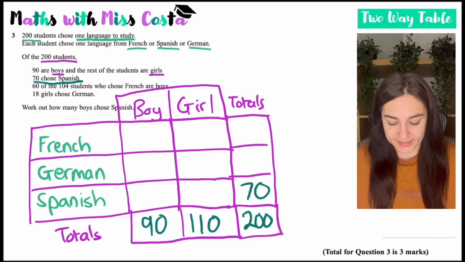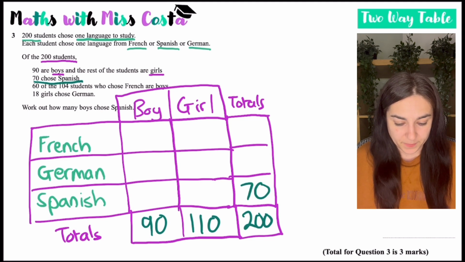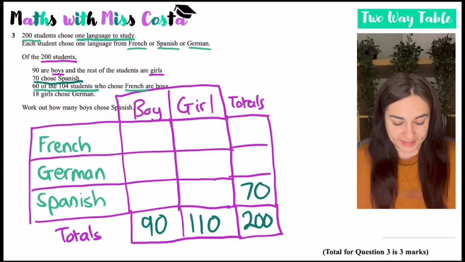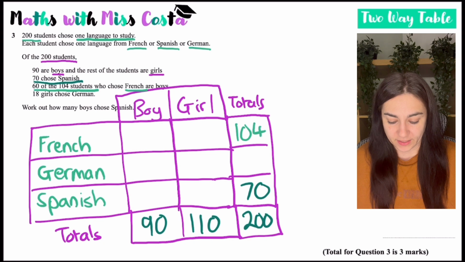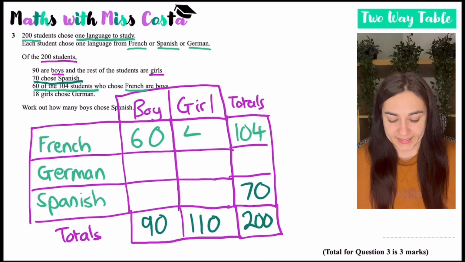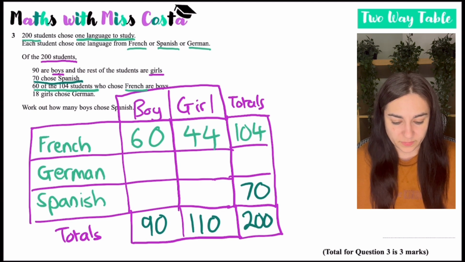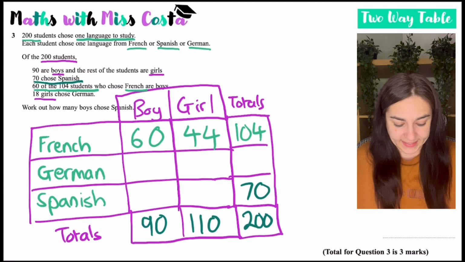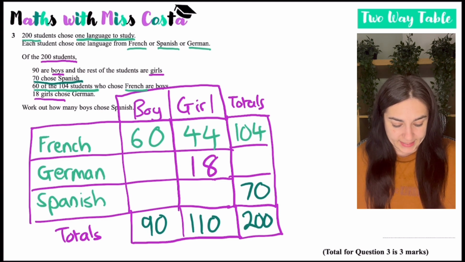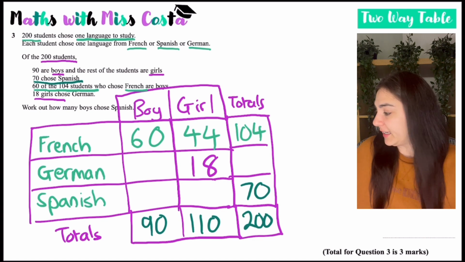So in total, 70 students chose Spanish. I then know that 60 of the 104 students who chose French are boys. So how many students studied French in total is 104, and 60 of those are boys. So I can figure out how many are girls. If there's 104 in total, 104 take away 60 is 44. I'm also told that 18 girls chose German, so I can fill that in here. And that is all the information that I have so far been given.